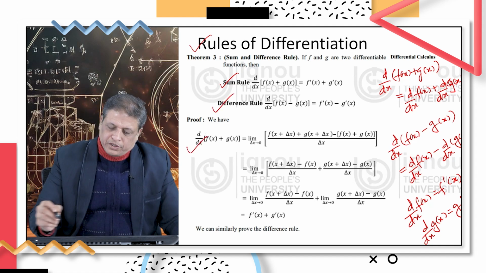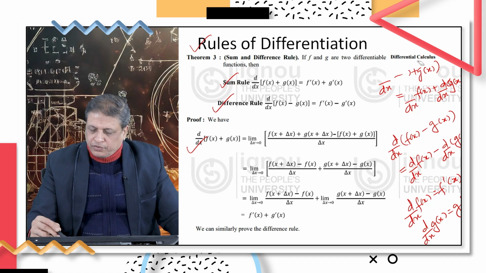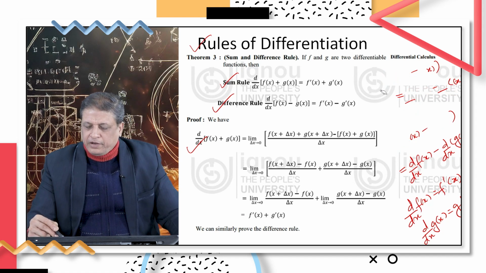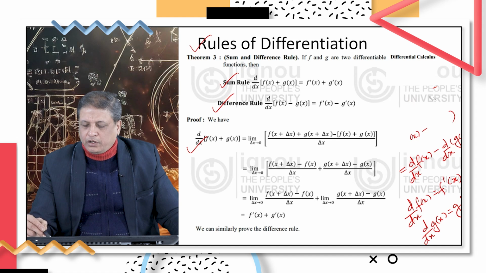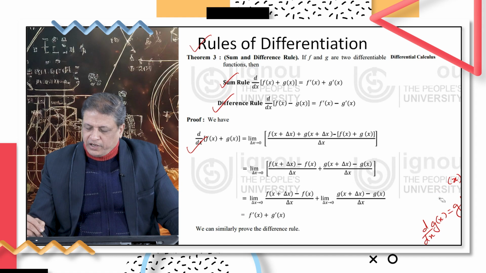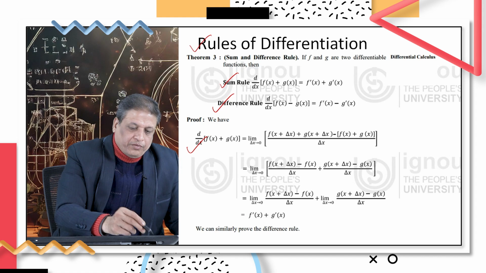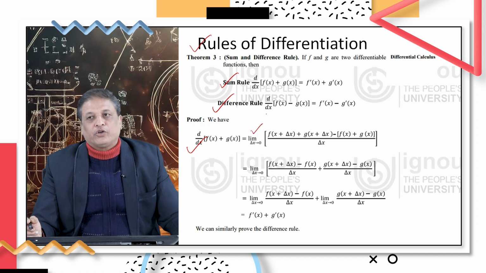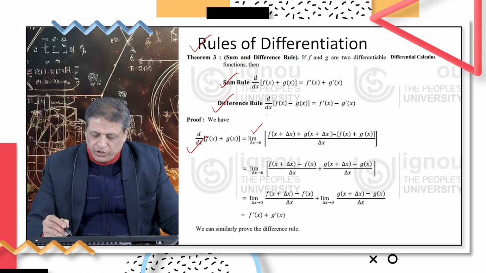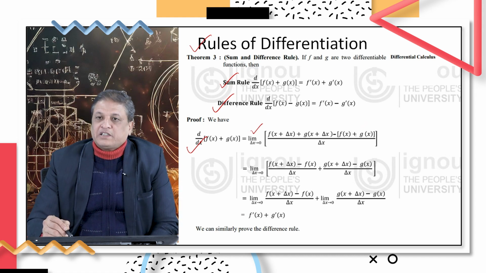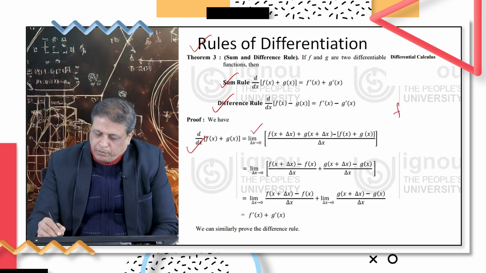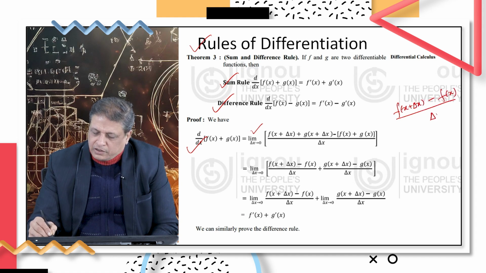Now in order to prove this, let's apply the fundamental definition again. What the fundamental definition was, that dy by dx, or d dx of f(x), is nothing but the limit as delta x tends to 0 of f(x plus delta x) minus f(x) upon delta x. So over here we are given f(x) plus g(x). So we are going to apply this definition: limit delta x tends to 0, f(x plus delta x) plus g(x plus delta x) minus f(x) plus g(x), upon delta x.